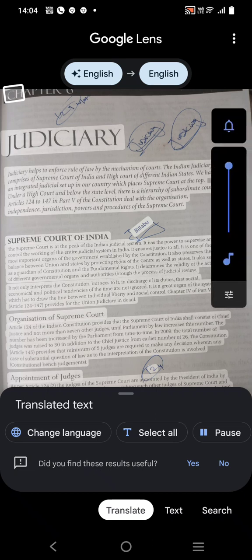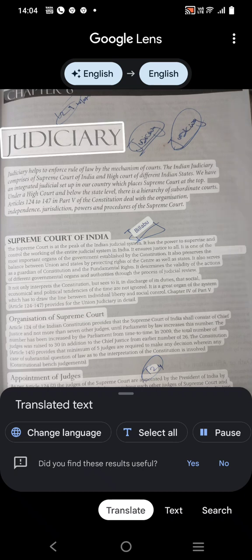Judiciary. The judiciary helps to enforce the rule of law by the mechanism of courts. The Indian judiciary comprises the Supreme Court of India and the High Courts of different Indian states. We have an integrated judicial setup in our country which places the Supreme Court at the top, under it a High Court, and below the state level, there is a hierarchy of subordinate courts.